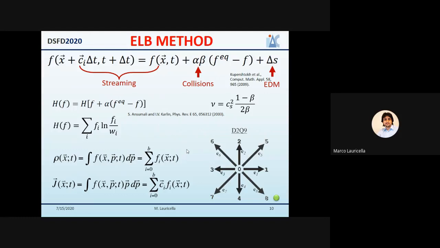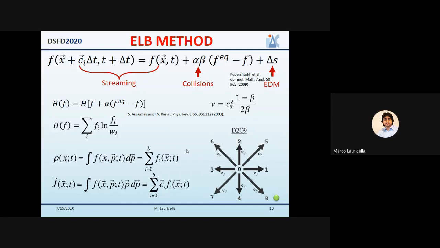Here we have used the entropic lattice-Boltzmann collision approach, following the work by Ansumali and Karlin. This approach exploits a simple modification in the single relaxation collision step. In particular, the single relaxation time is here written as the inverse of the product of two parameters, alpha and beta. Alpha plays the role of avoiding the entropy decrease, computed here as an H function, during the collision step.